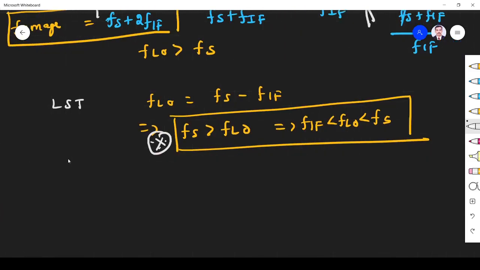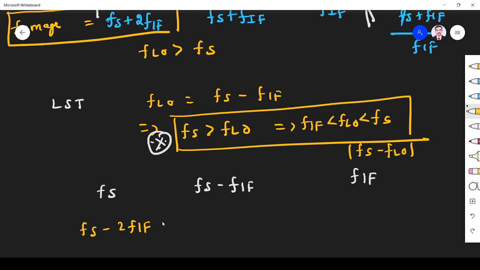What is the incoming frequency? Fs. Local oscillator frequency is Fs minus Fif, because I use low side tuning for the local oscillator frequency. Here what I get is Fif. What is the formula for this? Mod of Fs minus Flo. Suppose some other channel with the frequency Fs minus 2Fif comes, I use low side tuning only for my local oscillator. This is Fs minus Fif.